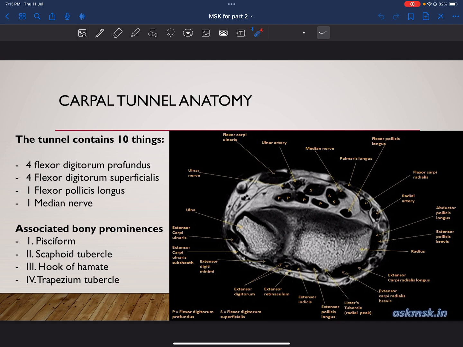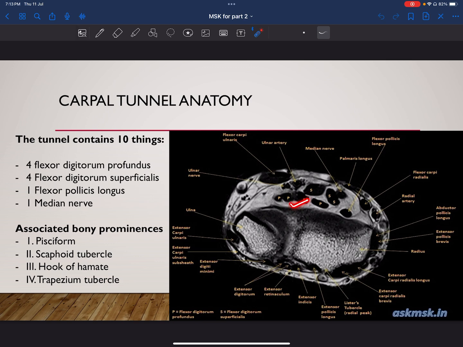So we have 10 structures. It might sound a little bit daunting, but the 10 structures are nothing. 8 are just tendons only: flexor digitorum profundus, flexor digitorum superficialis, 4 each. Then there is flexor pollicis longus, so it covers all the fingers, and there is the median nerve. Okay, so one nerve. We all know carpal tunnel syndrome involves the median nerve.